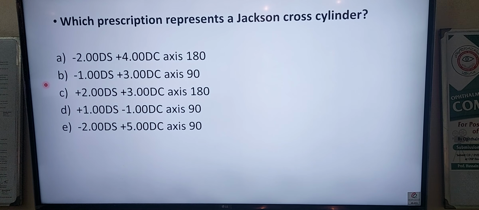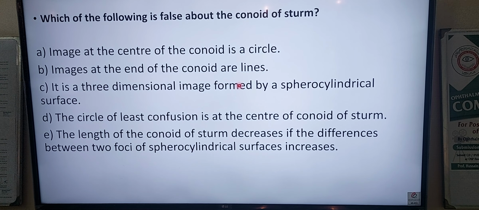Let's do some MCQs. Which prescription represents a Jackson cross cylinder? The one whose spherical equivalent will be 0. Yes. A is the correct answer.